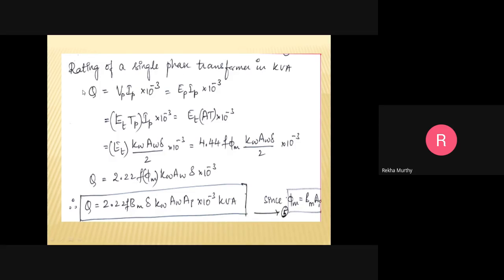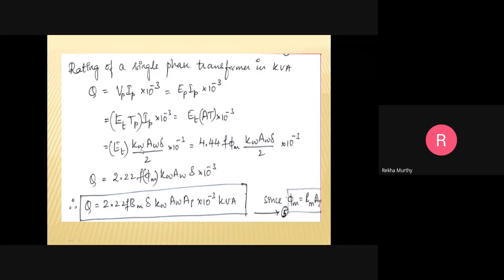Rating of a single phase transformer in kVA is given by Q, which is equal to, as I told you, a product of V into I. Vp into Ip into 10 power of minus 3. Vp is the same as that of Ep, for an ideal transformer. So Ep into Ip into 10 power of minus 3. Ep is split up into product of Et into Tp. Then Tp and Ip we will consider as ampere turns.